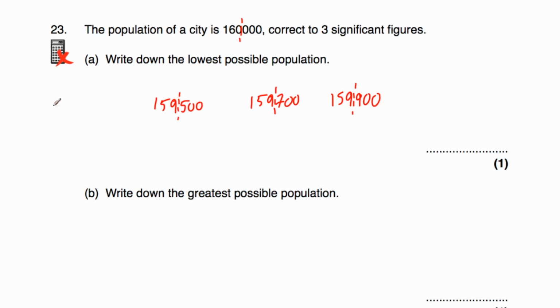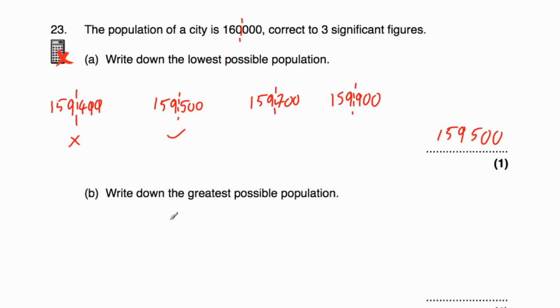But we couldn't have 159,499, because if we rounded that to three significant figures, it'd be 159,000, not 160,000. So that means the lowest possible population the city could have would be 159,500. That's the lowest possible number that when we round it to three significant figures would round up to be 160,000. Anything below that would round down to something lower.